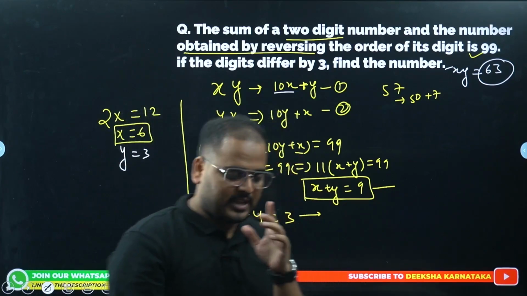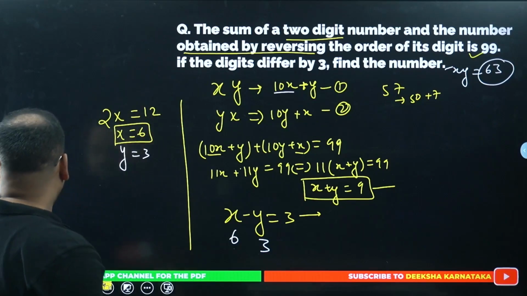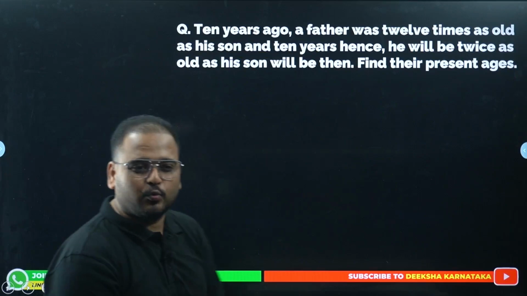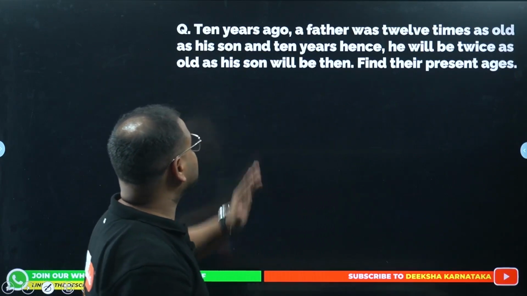We'll move on to the next one. So hope this is clear. Let's move on to the next question. We have just a couple of questions left, I think 2. Okay. 10 years ago, a father was 12 times as old as his son.